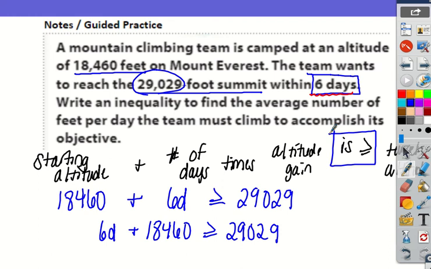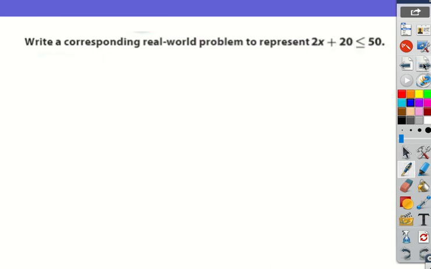A mountain climbing team is camped at an altitude of 18,460 feet on Mount Everest. The team wants to reach the 29,029-foot summit within 6 days. So we have to identify that it's got to be at least that height, because that's what they want to attain in their hike. Now we have to figure out how to write one of these. You got really good at writing the two-step equations. It's now just identifying that instead of an equal sign, we're going to plug in an inequality sign.